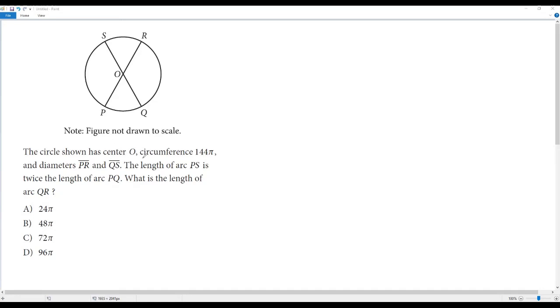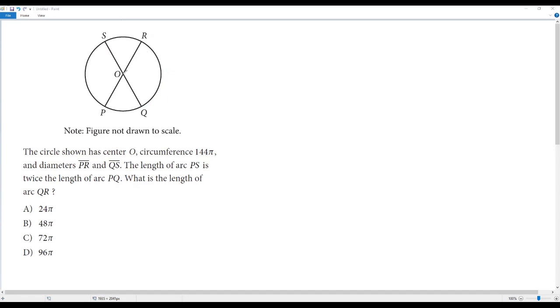The circle shown has center O, circumference 144 pi, and diameters PR and QS. The length of arc PS is twice the length of arc PQ. What is the length of arc QR? So using the given information, we have to find the length of this arc QR.